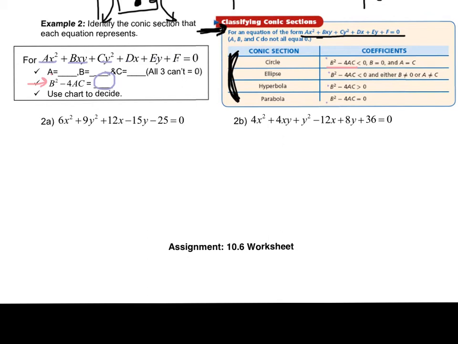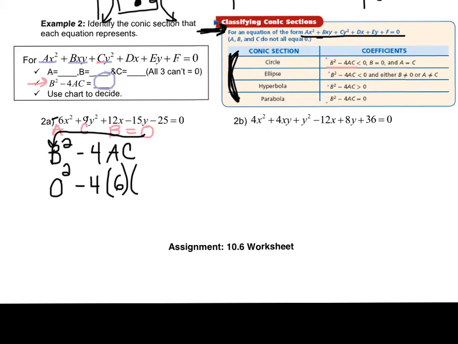So let's figure out 2a. The 6 is in front of the x squared, so that means that 6 is A. The 9 is in front of the y squared, so that means that it is C. I'm looking for the B. The B is next to the x and the y, but I don't see it, so that means that B is 0. So into the b squared minus 4ac, we're going to put the 0 in here, so it'll be 0 squared minus 4 times our number for A, which was 6, times our number for C, which was 9. So we're going to have 0 minus 216, which is negative 216.